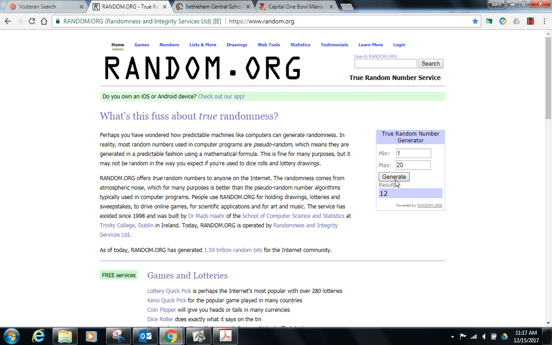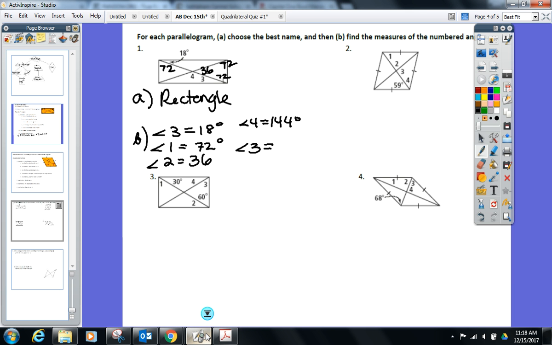Hey, pick somebody. Okay. 12. There we go. 18. How'd we get it? Alternate interior with the 18 I gave you. It's also complementary with the 72 because it forms a right angle. We all good there? All right, let's keep moving here.